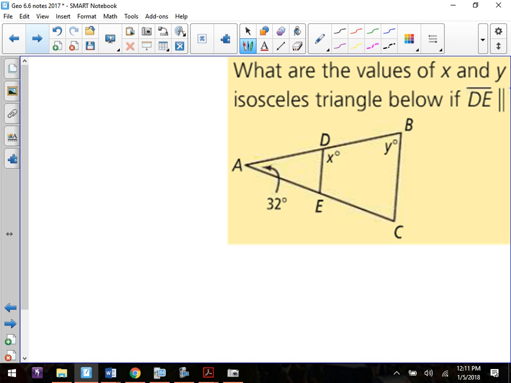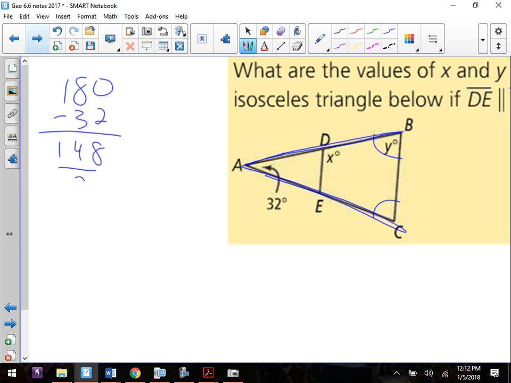Guys, remember, this is an isosceles triangle, so these two guys have to be the same. Start with the 180. Back out the 32. When you back out the 32, you're left with 148. Angles B and C have to be the same because they're base angles of an isosceles triangle. So you take that 148 and cut it in half. We get 74.